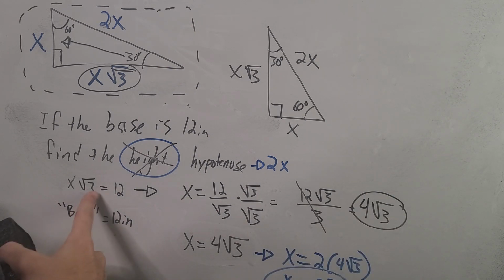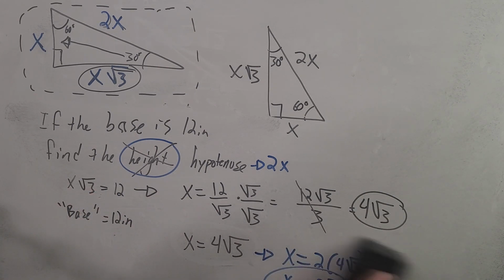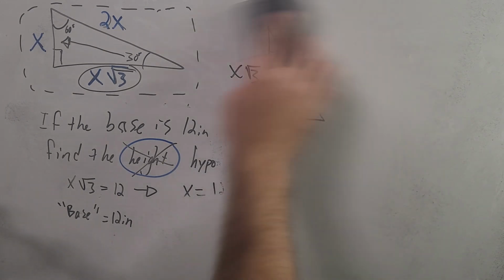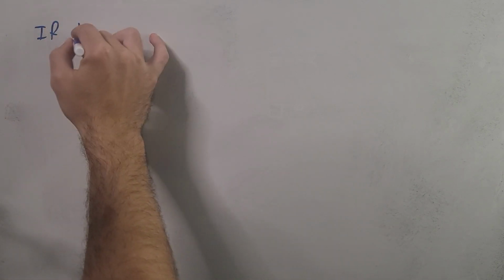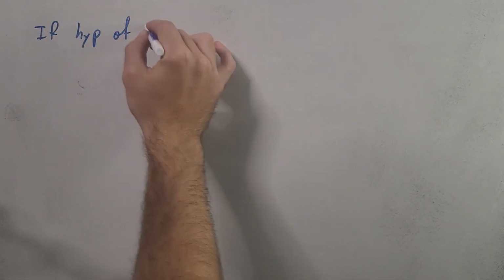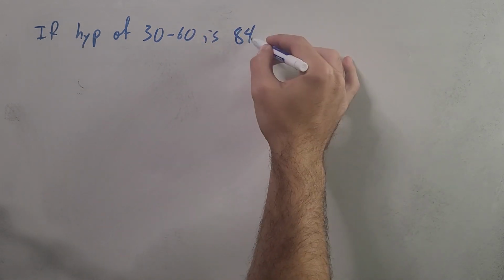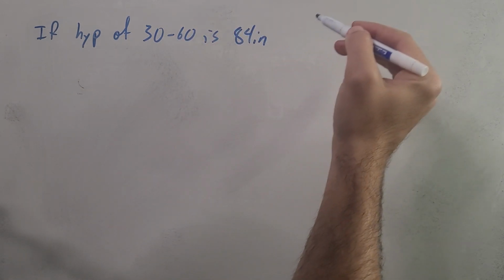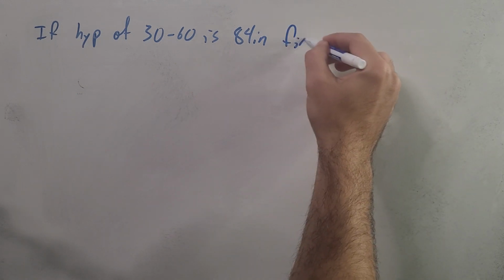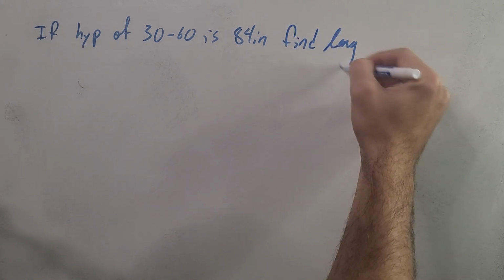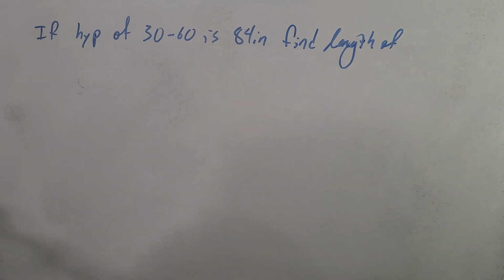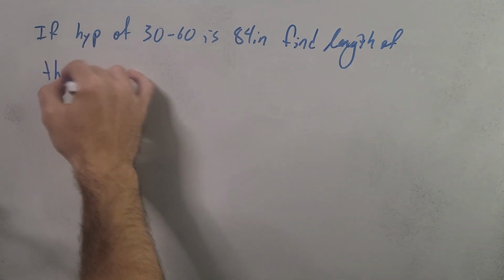Get comfortable setting up the equation. I think that's what's going to help a lot of students, being comfortable setting up the equation. Let's see what we have next. It says if the hypotenuse of a 30-60-90 is 84, let's say inches, find the length of the longer leg.